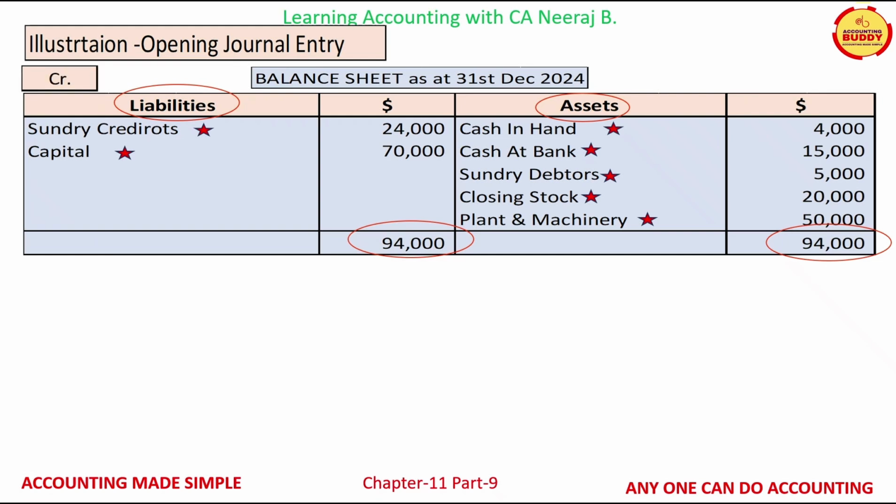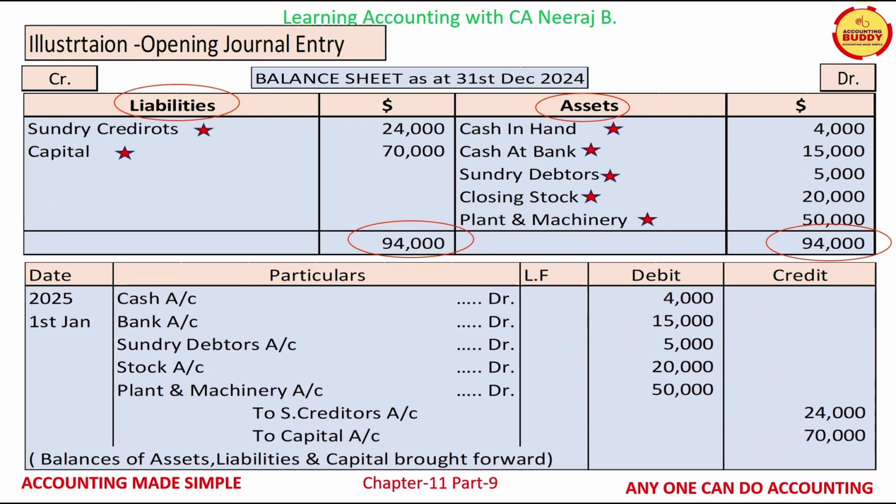The opening journal entry is passed on the first day of the new accounting year, which in our illustration is 1st of January 2025. All the asset accounts are picked from the asset side of the previous year's balance sheet and are recorded to the debit side of the respective accounts as shown on your screens. Similarly, all the liability accounts are picked from the liability side of the balance sheet and are recorded to the credit side of the respective accounts as shown on your screens.